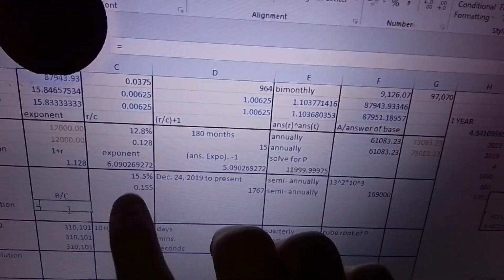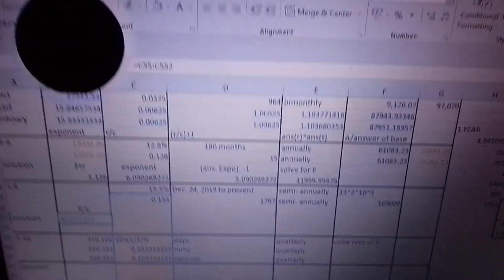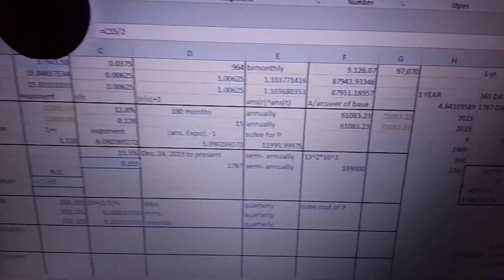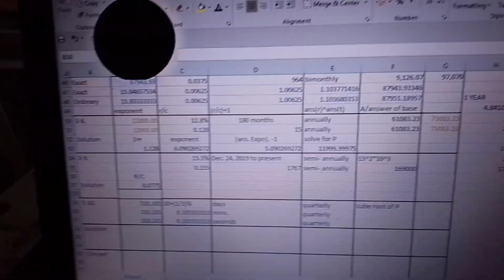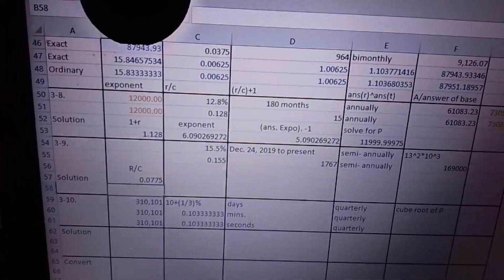Okay, so R divided by C. Ano yung value ng R? 0.155. Pero compounding period is 2. It's semi-annually, so therefore, we're gonna have to divide that by 2. And what do we get? 0.075. Very good. And what's the next step we do here?